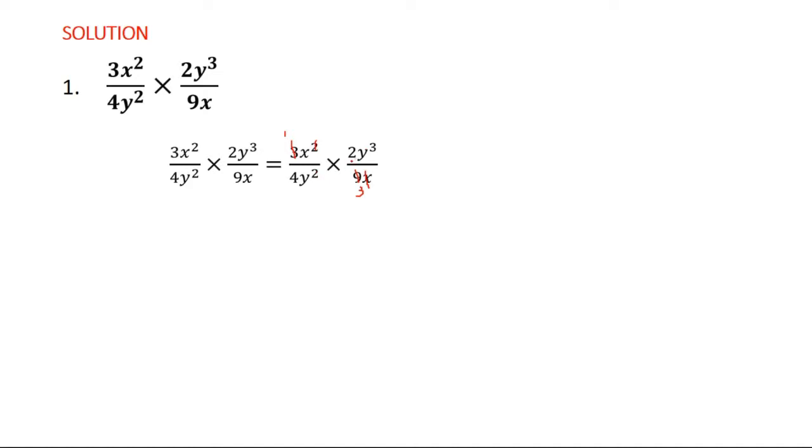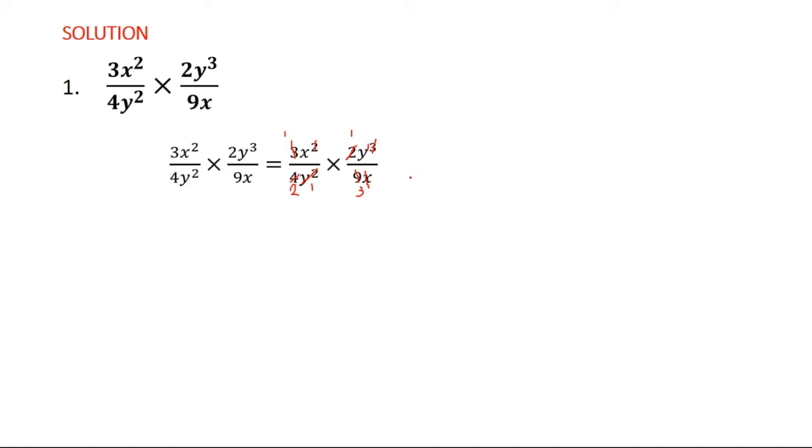Now we have 2 on the numerator here, so 2 can cancel itself 1 and cancel 4 on the denominator here 2 times. Now we know that we have y raised to the power 2 here and y raised to the power 3. So y raised to the power 2 can cancel itself 1. It will cancel y raised to the power 3. It will take 2 out of the 3 so that we have 1. If you watch the video on indices, you are going to understand this very well.